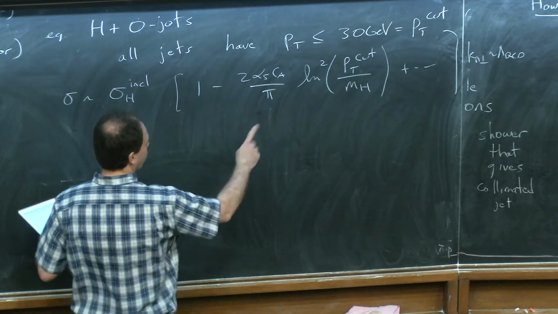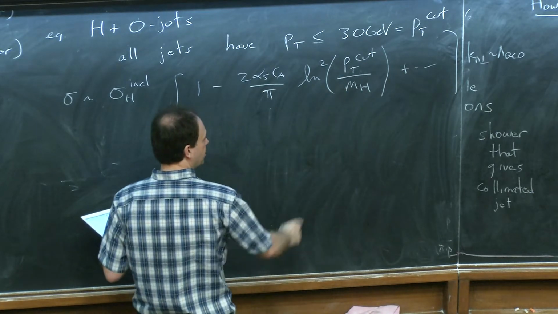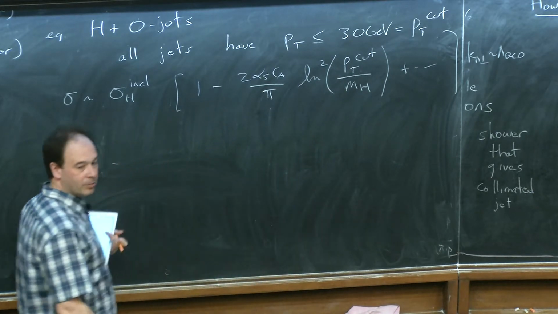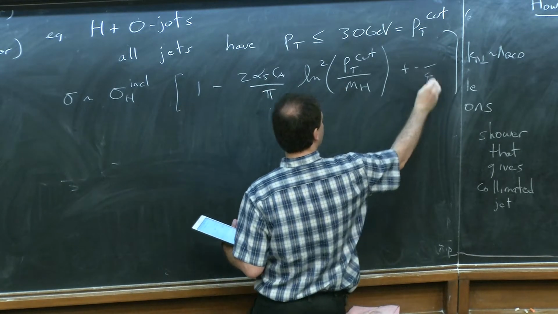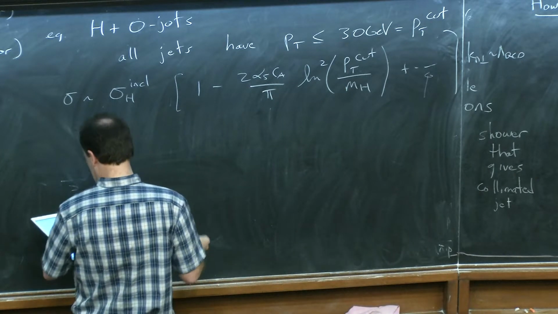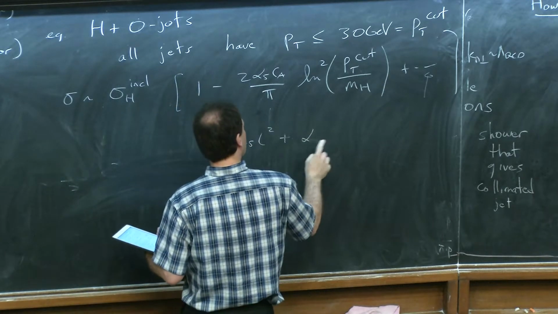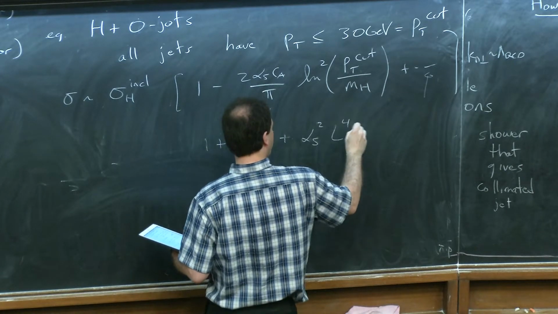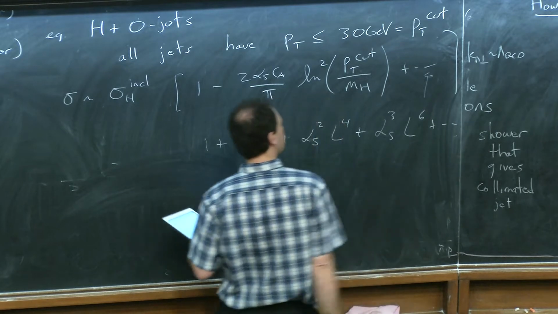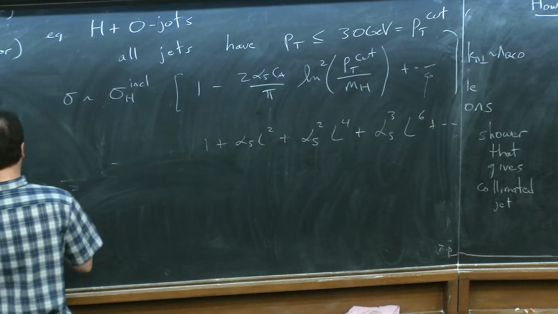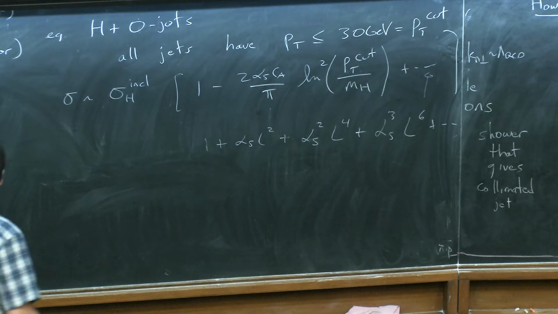Okay, so this is a large logarithm. It's actually a large double logarithm. And for PT of 30 GeV, you actually want to sum these logarithms to all orders. So it's not just going to stop at this term. There are going to be higher order terms as well, and you need to compute all of them. It has the structure that for each order in alpha, you get an extra power of 2 logarithms. Thankfully, this is pretty simple to sum because it exponentiates.